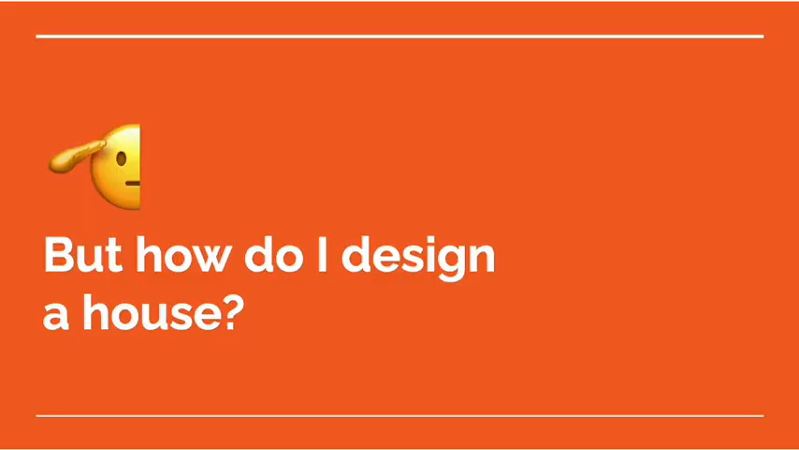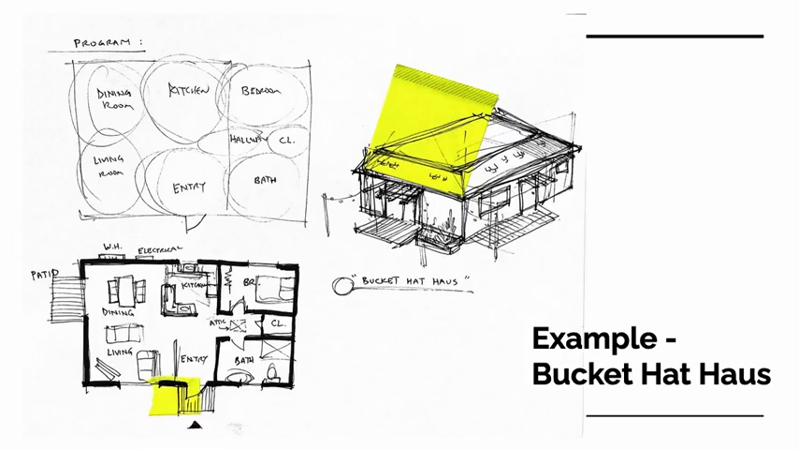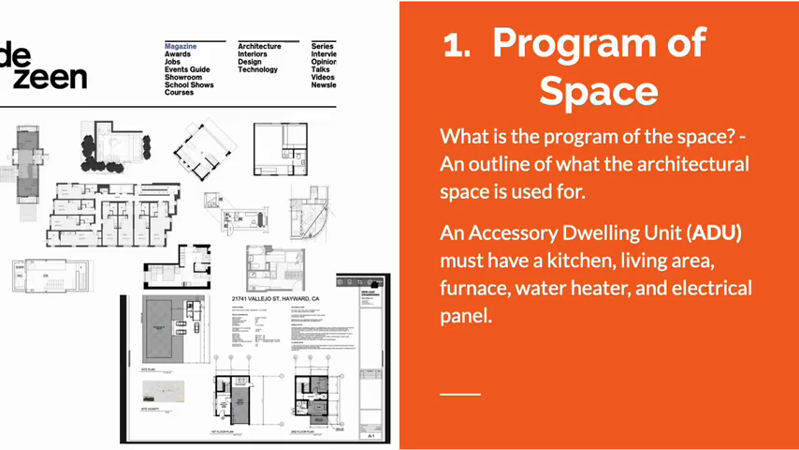Now, how do we design a house? The first step to consider is the purpose of the space, its program. For an ADU, we focus on room placement and size, keeping functionality in mind. Here's a sample ADU design that includes all the essential components: a bedroom, a bathroom, a kitchen, and other necessities like an electrical panel and water heater.